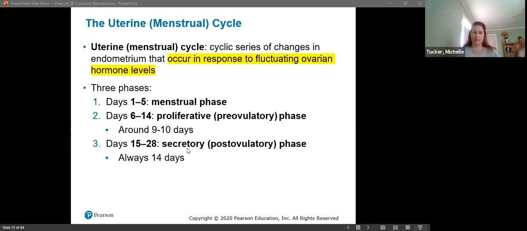Then just like we had the luteal phase, we now have the secretory phase, and those end phases are the ones that are always 14 days. So the different cycle lengths are because of the first phase, the follicular phase in the ovary, and the proliferative phase in the uterus. Okay, so 3 phases: menstrual phase, proliferative phase, secretory phase.